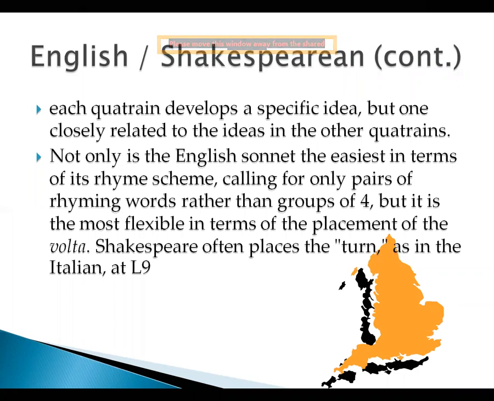placement of the volta. Okay, so the volta, the turn, can be very easily and clearly identified in the Shakespearean sonnet. So Shakespeare often places the turn as it is in the Italian at L9, meaning in line number 9. Between lines 9 to 12 in your Shakespearean sonnets you will find the volta, that is the turn. So you can easily identify that this is the place where the thoughts or the ideas are changing now.